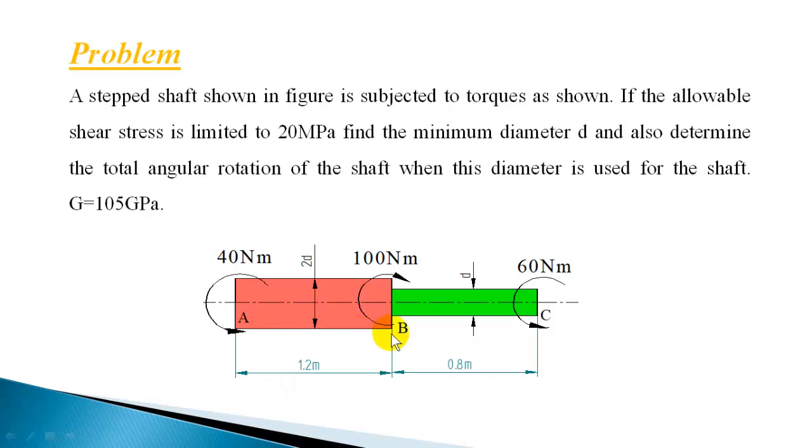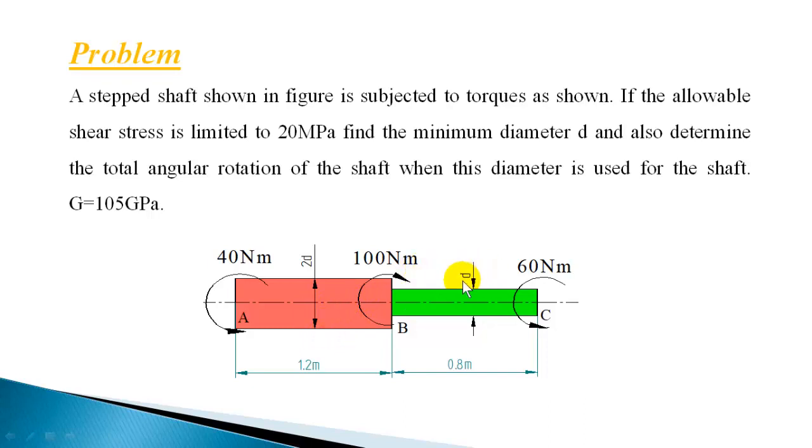So you have again a stepped shaft, with the first portion having 1.2 meter length and the second portion 0.8 meter length. The torque acting at end A is 40 Newton meter anti-clockwise, at B 100 Newton meter clockwise, and at C 60 Newton meter counterclockwise. The second portion has diameter d, and twice that is the diameter of the first portion, 2d. If it is 10 mm, this is 20 mm, or if it is 20 mm, this is 40 mm. So that relationship exists. This double diameter is used for the shaft.